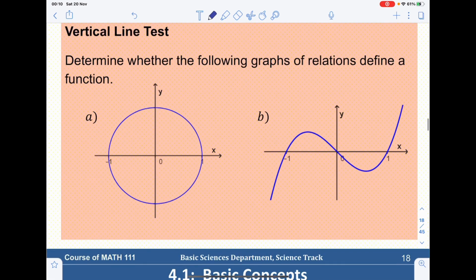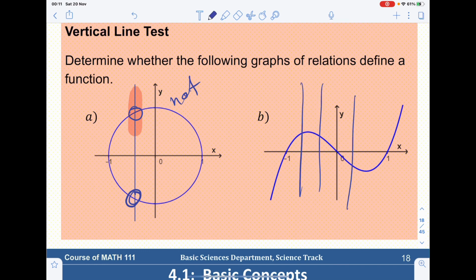Okay, another drawing here. We have to decide whether the relation is a function by using the vertical line. When we draw a vertical line in this one, we can see that the vertical line intersects the graph in 2 points, so it is not a function. But for B, wherever I draw the vertical line, we can see that the vertical line intersects the graph in exactly 1 point each time. So yes, it is a function.